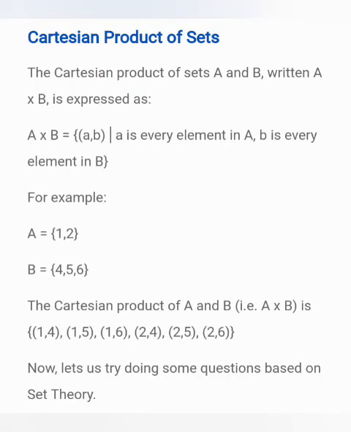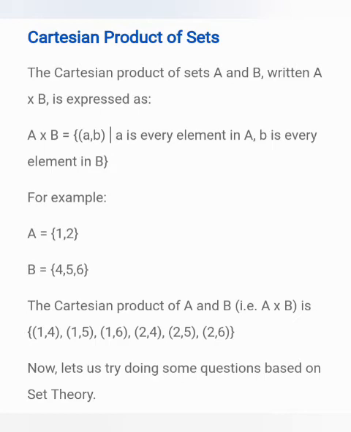Next, Cartesian product of sets. For two sets A and B, the Cartesian product is defined as the ordered pairs (a, b), where a is every element in capital A and b is every element in capital B.